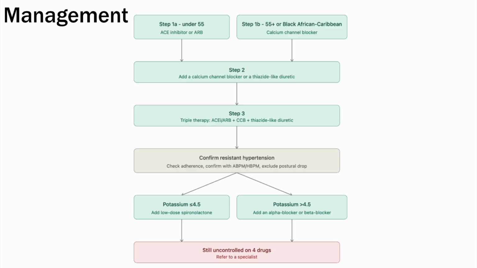If potassium is 4.5 millimoles per liter or below, add a low-dose spironolactone. If potassium is above 4.5, avoid spironolactone due to the risk of dangerous hyperkalemia, and instead consider an alpha blocker or a beta blocker. Spironolactone itself can cause gynecomastia in men, which is worth knowing as a counseling point, and alpha blockers carry a real risk of postural hypertension, especially in the older group. If blood pressure remains uncontrolled even on 4 drugs, this warrants specialist referral for further workup.